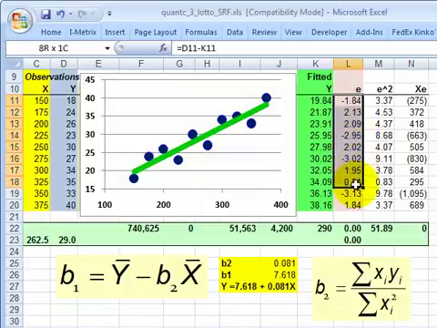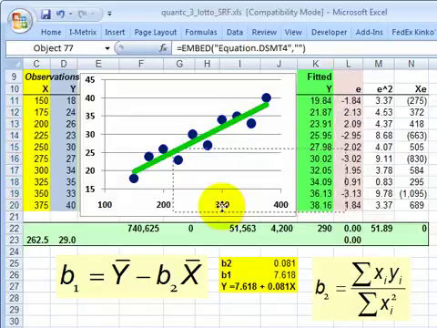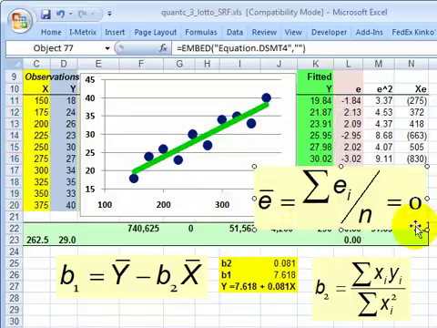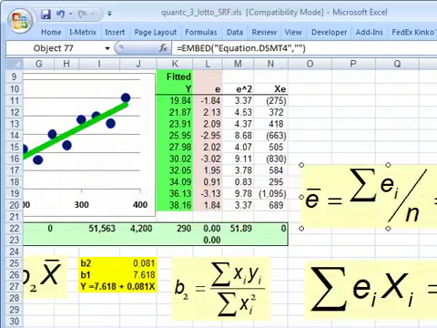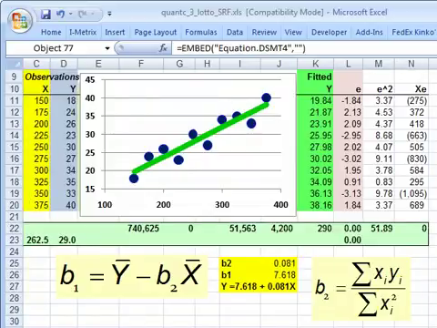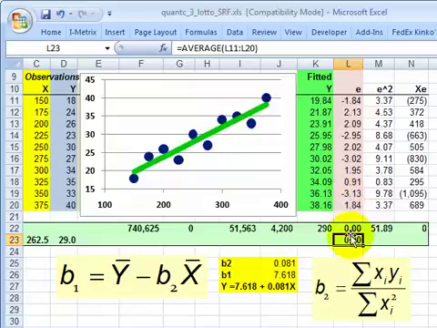And so here's another thing about this regression. The expected value of the residuals, or the average, if you see this formula right here, is going to equal 0. The expected value of the residuals, so that's the sum of residuals divided by the number of points, equals 0. And I can confirm that by looking right down here. This is the average of my residuals, and it does in fact equal 0.